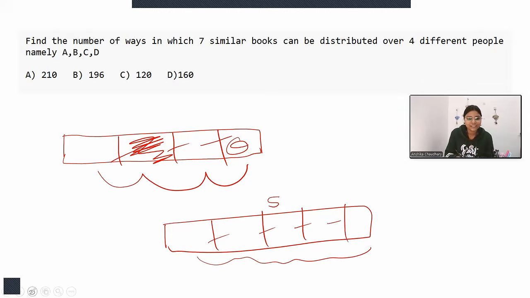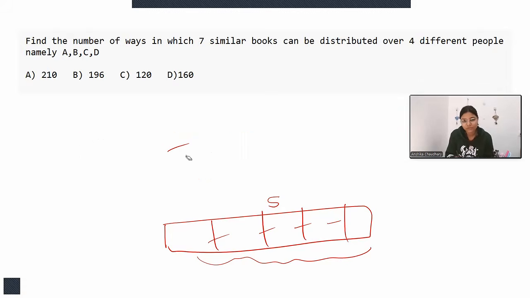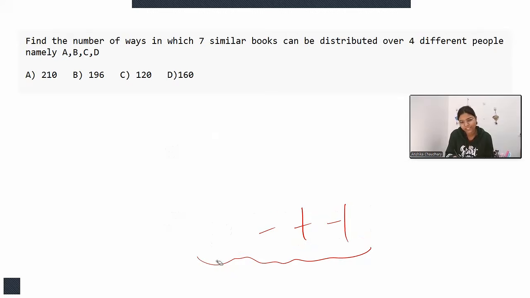Now, let's understand this question. Because I'm using shortcut tricks, I will not use any permutation combination type of things, right? So we have seven similar books, and we have four different people. So consider this is our cake and these are our people. Now, if I have 4 people, how many cuts will I make? 3, right? So let's consider this is our cake.